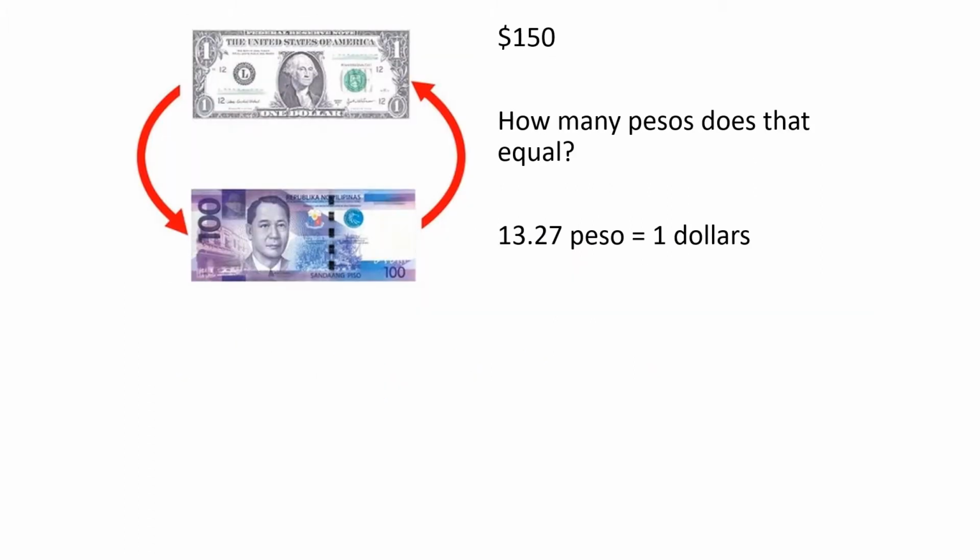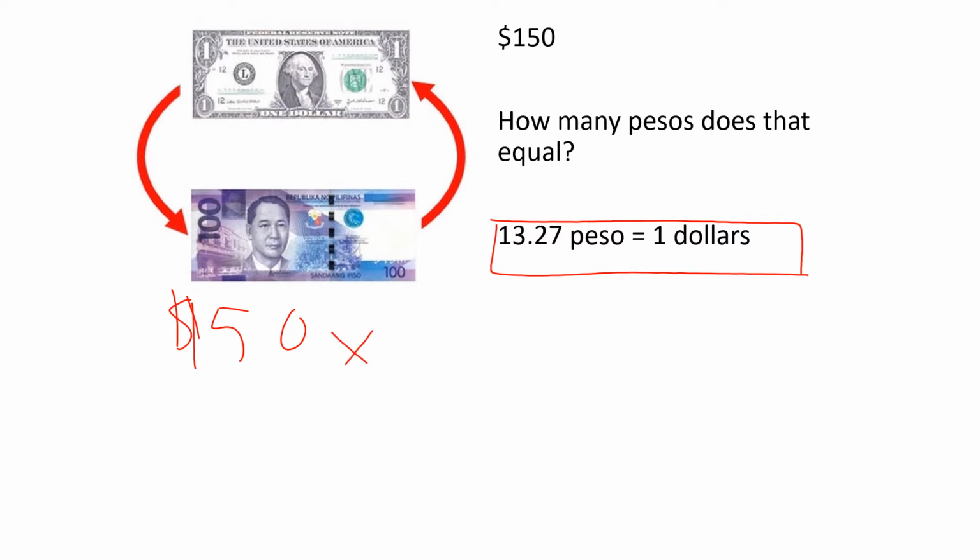Let's take a look at this example. We have $150. What if I wanted to know how many pesos $150 is? So I have $150, and I know the currency converter is that for every $1, there are 13.27 pesos. So am I going to multiply or divide by 13.27? In this case, I'm going to multiply by 13.27, and I will show you with units why that works out.